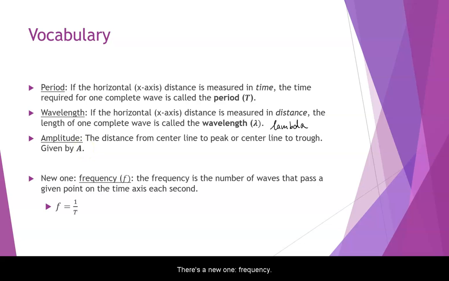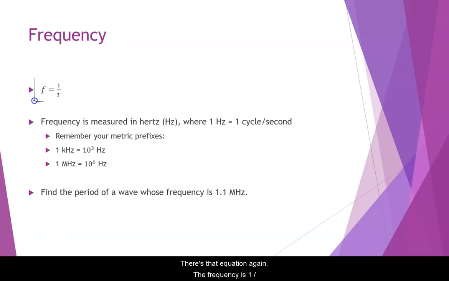There's a new one, frequency. The frequency is the number of waves that pass through a given point on the time axis each second. That unit is important. So the frequency is 1 divided by the period. There's that equation again. Frequency is measured in hertz, and hertz is 1 cycle per second.